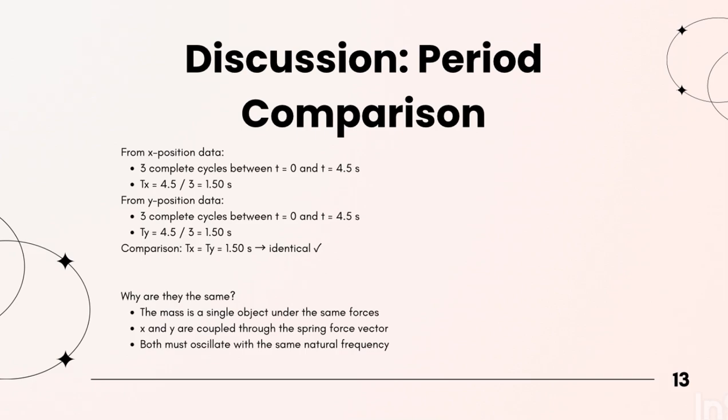The lab tasks us to estimate the oscillation period separately from x and y data and compare them. From the x position tracker graph, I counted approximately 3 complete oscillations between time t equals 0 and t equals 4.5 seconds, which gave Tx equals 1.5 seconds. And I got the same for Ty. The two estimates are identical. This is physically expected. The x and y motions are not independent. They are both driven by the same spring force, which is a single vector that couples both directions. Therefore, both directions must oscillate at the same natural frequency, which is determined by the spring stiffness and the mass.